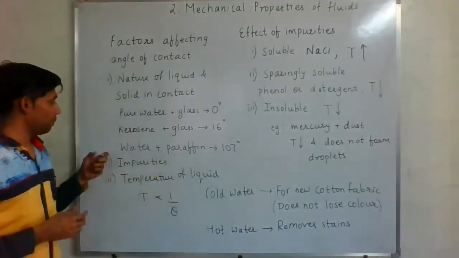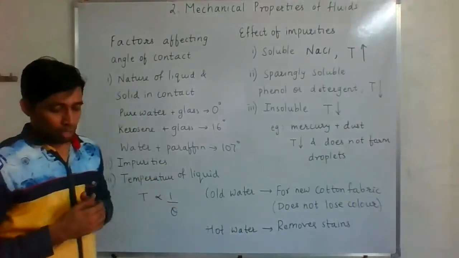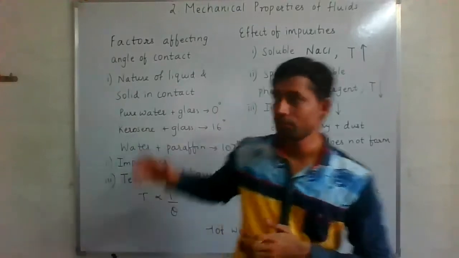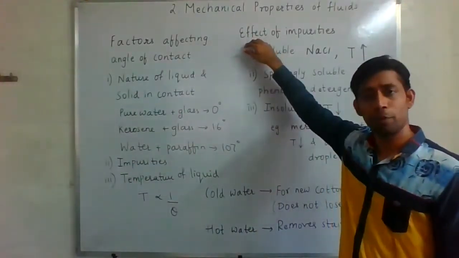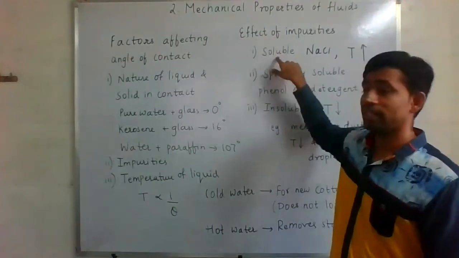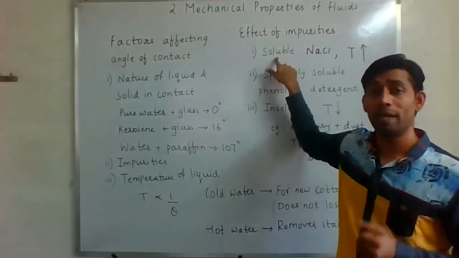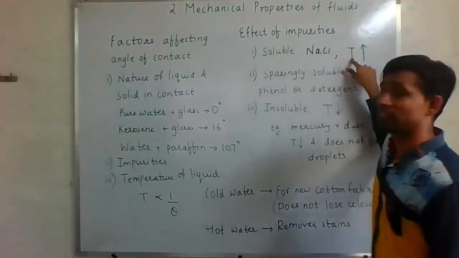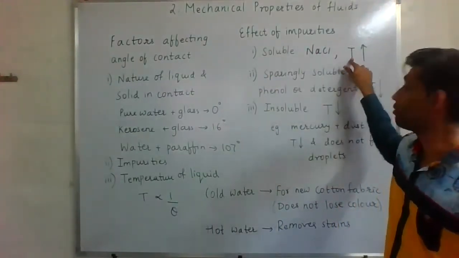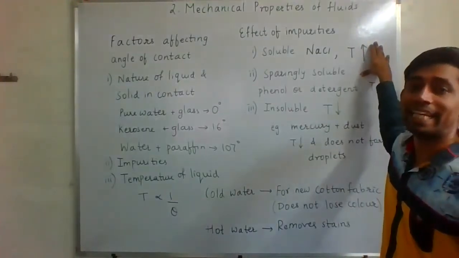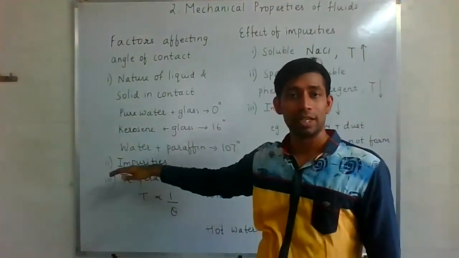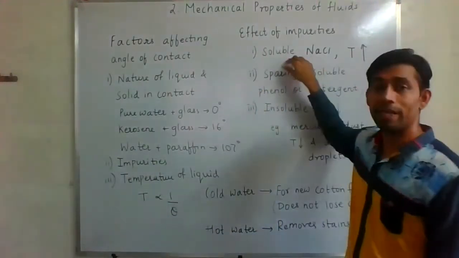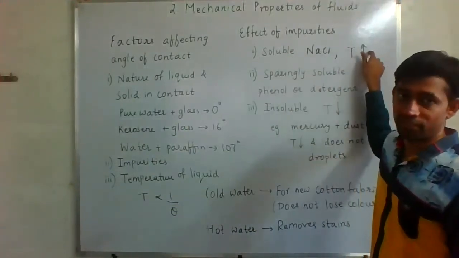Let's move on to the second part, which is impurities. Adding impurities does change the angle of contact. We are going to study the effect of impurities in detail. You can observe that if we add a soluble impurity like NaCl, then the surface tension of that liquid will increase. Angle of contact does change, but at the same time we are considering surface tension also. Adding soluble impurity increases the surface tension.